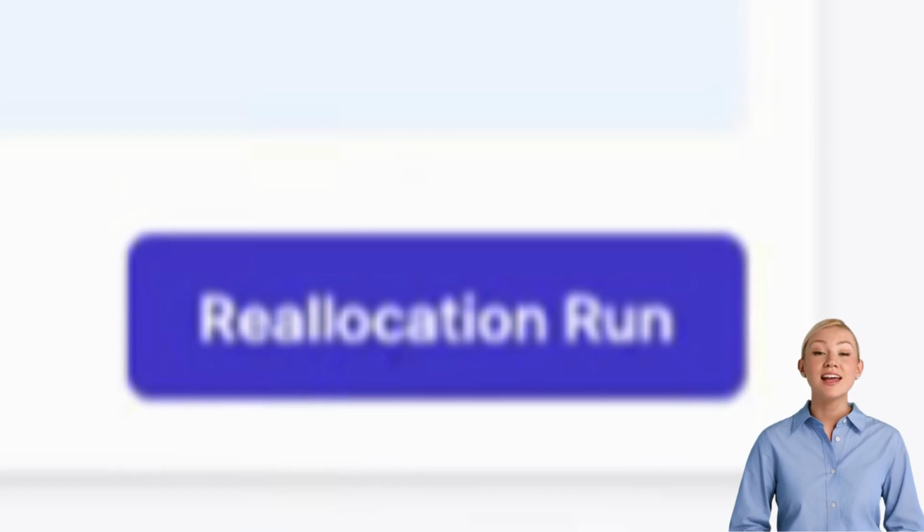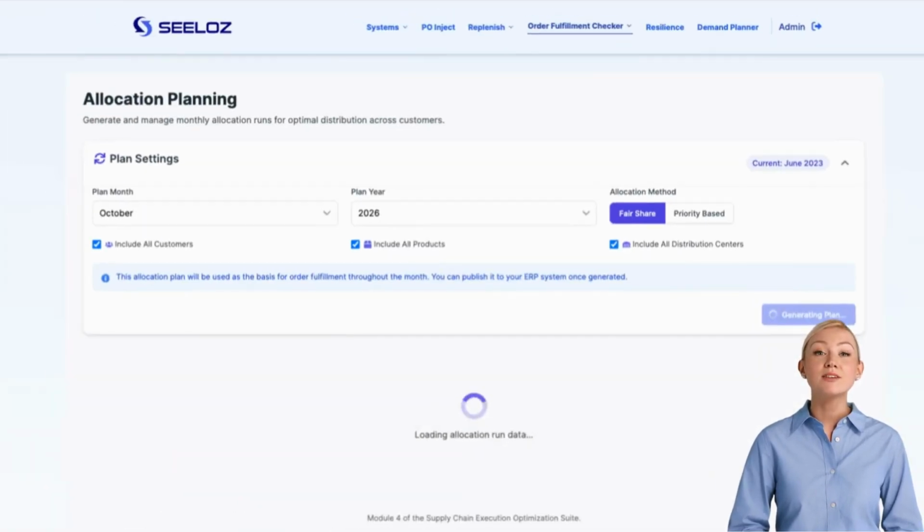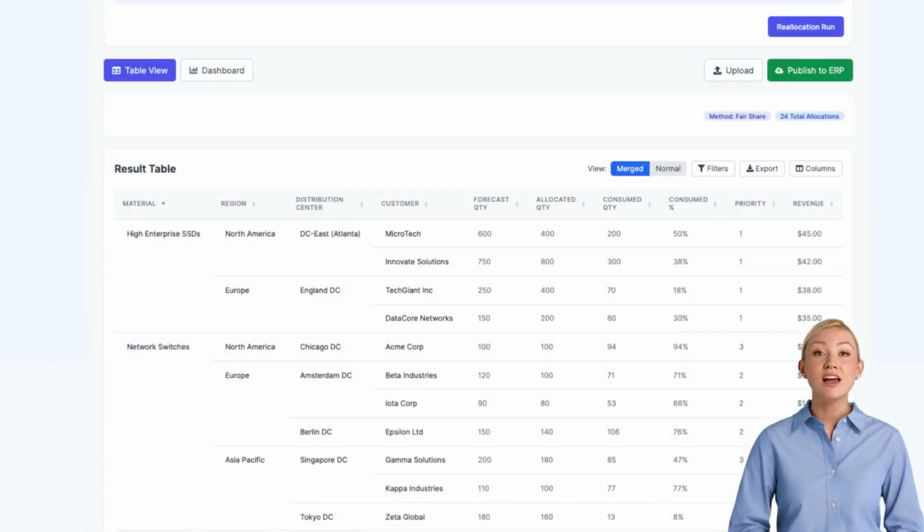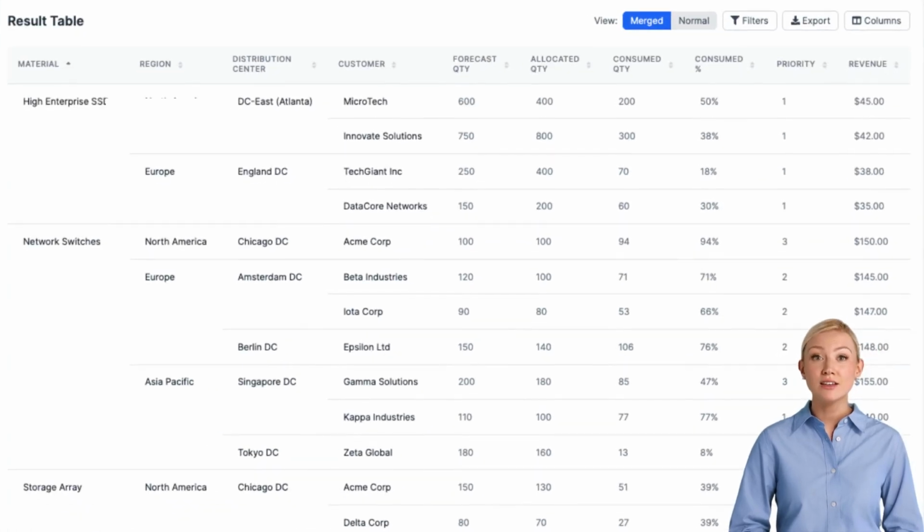Now, let's run the allocation engine. This plan becomes the foundation for all fulfillment decisions arising from the booking of actual orders. The plan can be published directly to your ERP system. The system generates our initial allocation plan with all the needed data, but notice the optimization opportunities.